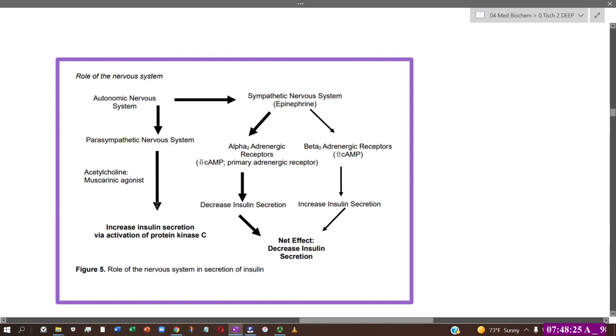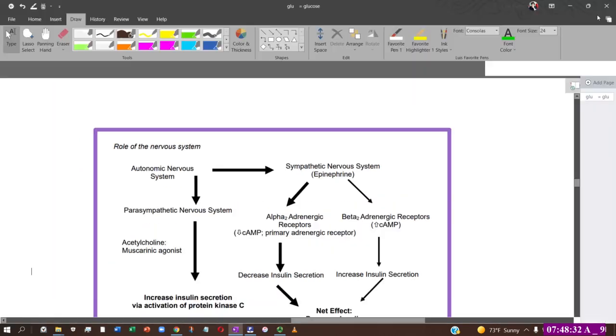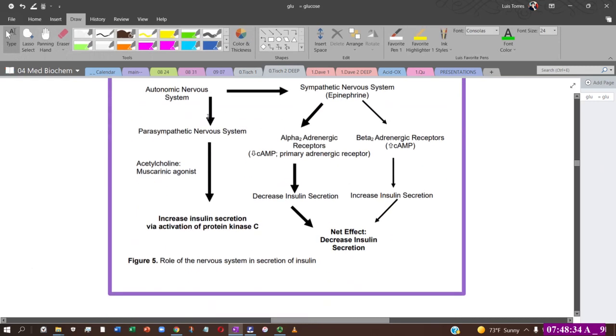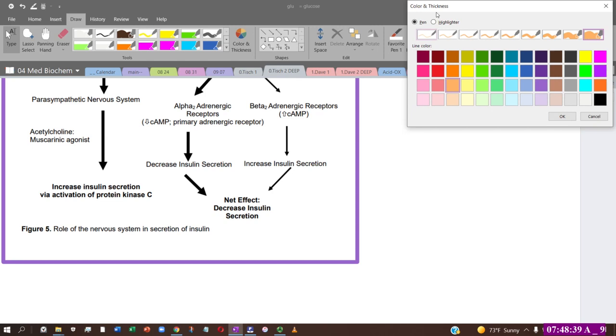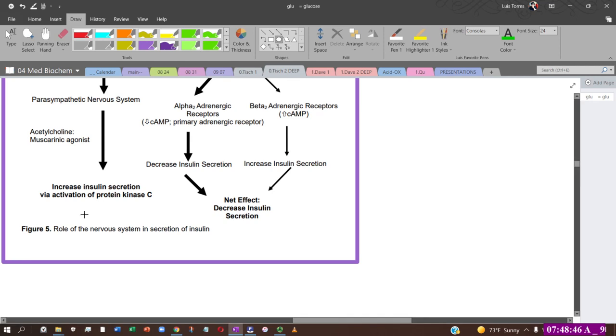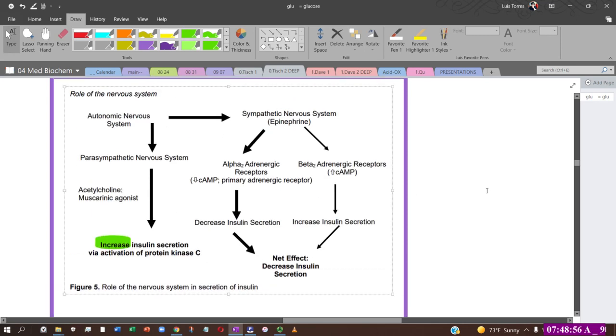So this is on the left, you have an increase. Let's go ahead and label this. It's pretty important. So an increase. We'll highlight that in green. You have your increase. And then a decrease over here.